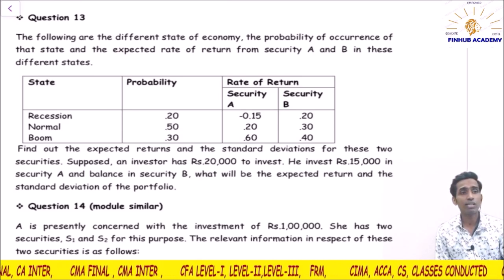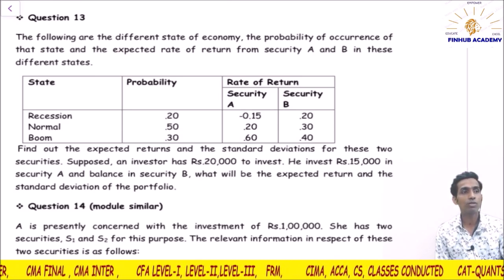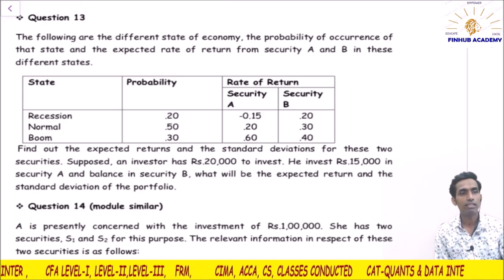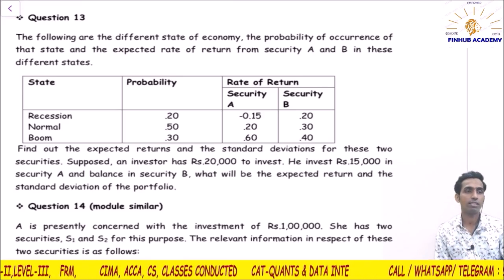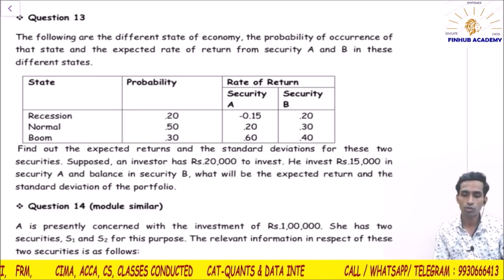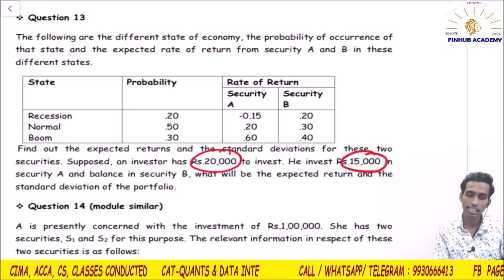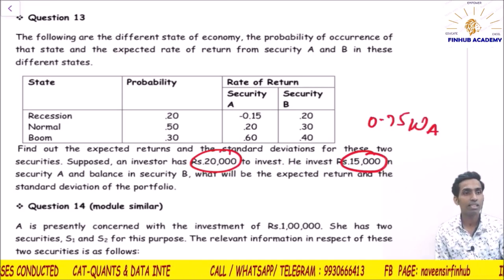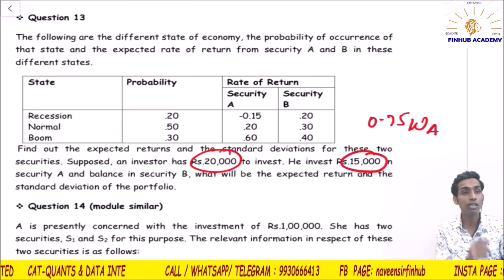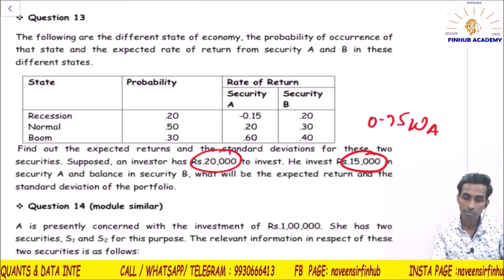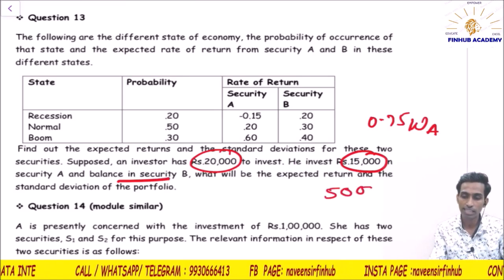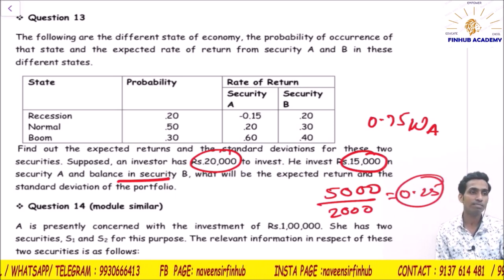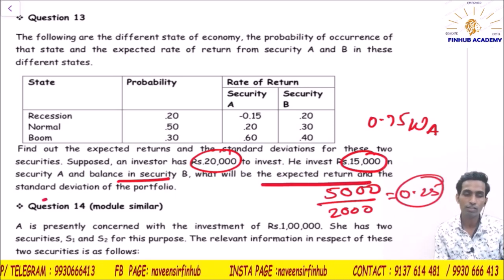Suppose an investor has 20,000 to invest and invests rupees 15,000 in security A. Why is this given? To calculate the weights. Out of 20,000, he is investing 15,000 in A, which means 0.75 is the weight of A. You understand? Proportion. In the previous sum, it was equal, na, 0.5, 0.5. The remaining balance in security B, 5,000 divided by 20,000, is 0.25, the proportion of investment in B. What will be the expected return and the standard deviation of the portfolio? Is that clear?